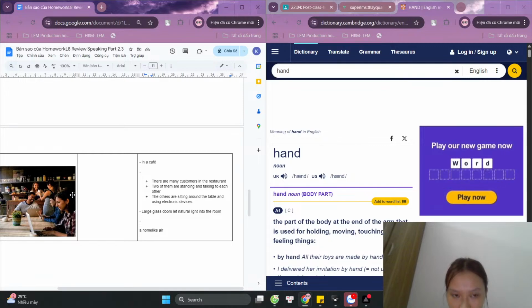This is a picture of a cafe. There are many customers in the restaurant. Two of them are standing and talking to each other. The others are sitting around the table and using an electronic device. In the background, I can see a large glass door that lets natural light into the room.